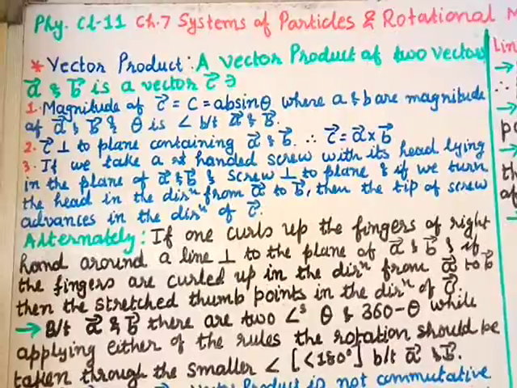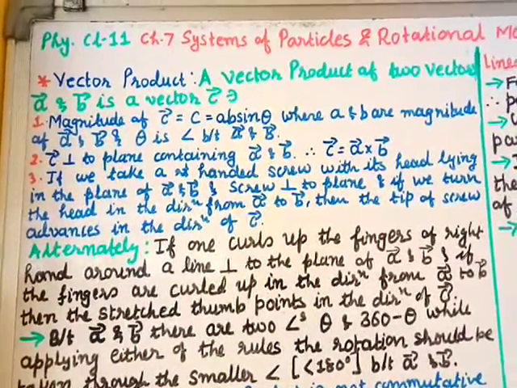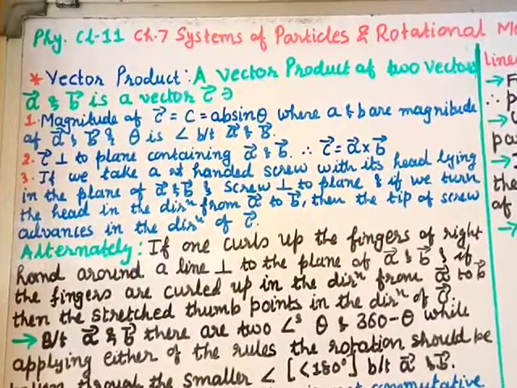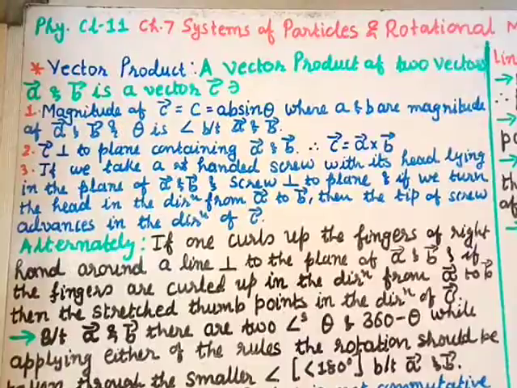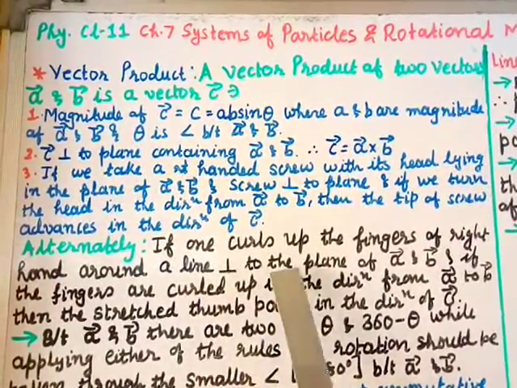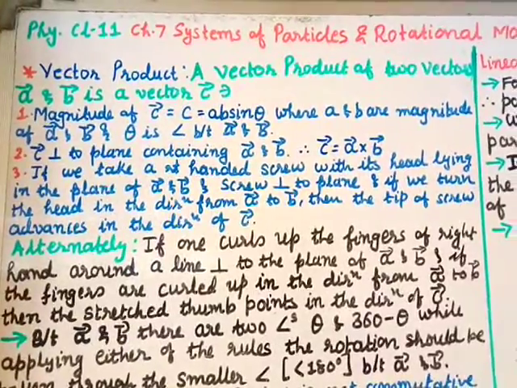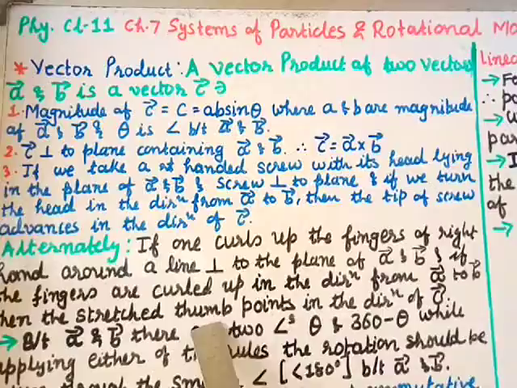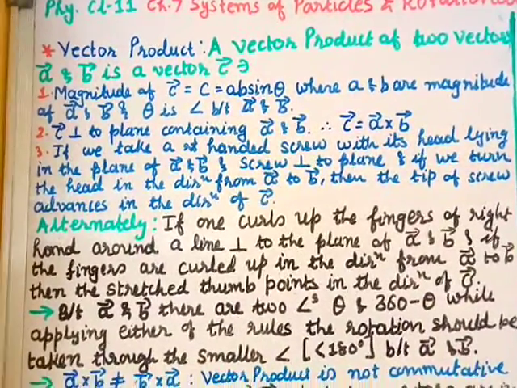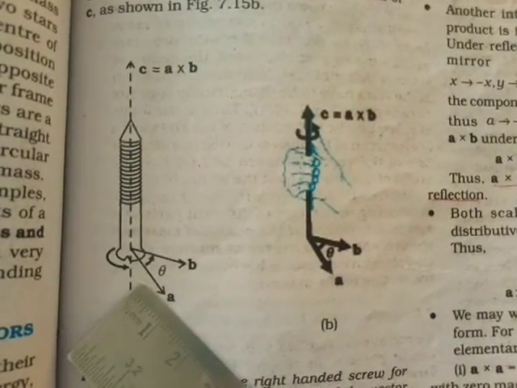Now using your right hand also, we can state the same rule as the right-handed screw rule. In this, what you have to do is place the right hand in such a way that it is perpendicular to the plane containing A and B. And if you curl the fingers from A to B, then the stretched thumb will point in the direction of vector C. This is the right-handed screw rule.